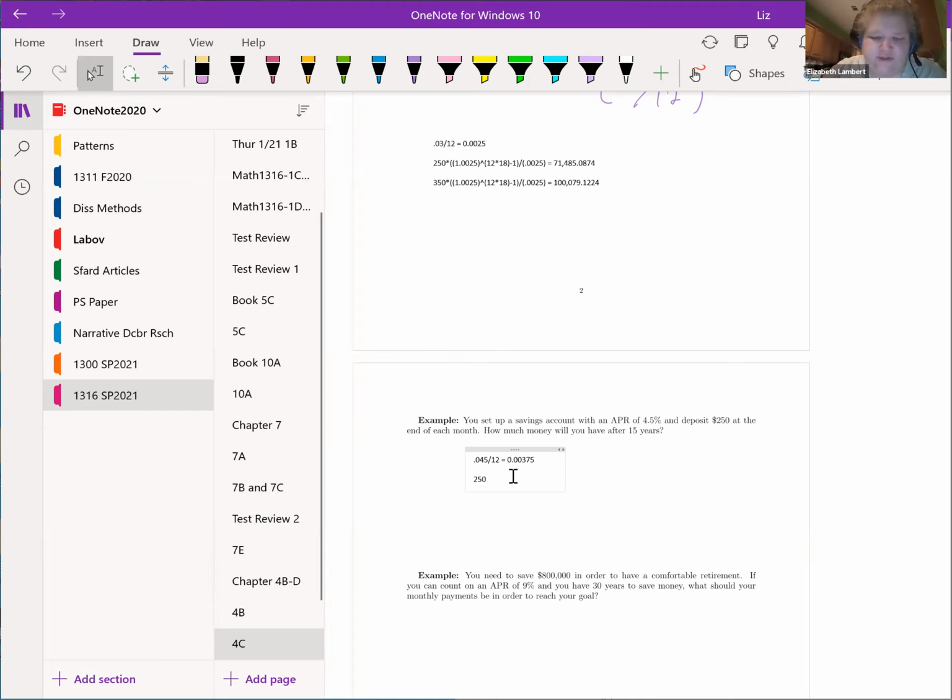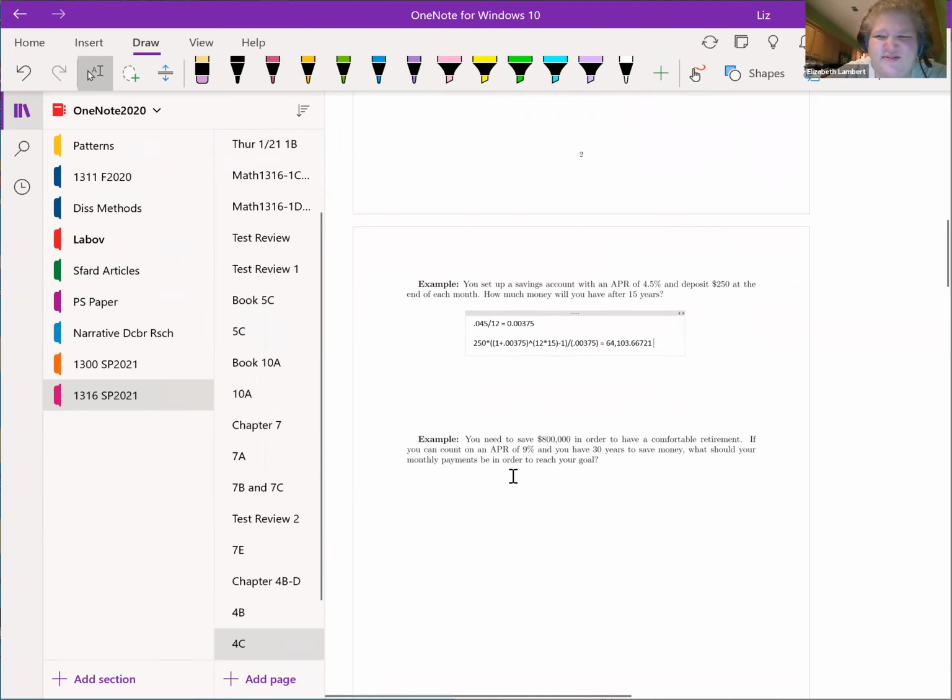All right, so our payments are 250 inside 1 plus the ridiculous decimal, to the 12 times per month times only 15 years, minus 1. And then divide that by 0.00375. We will have $64,103 and probably just 66 cents, but 66 or 67, it should take either answer. Still, after 15 years, that's not that much.